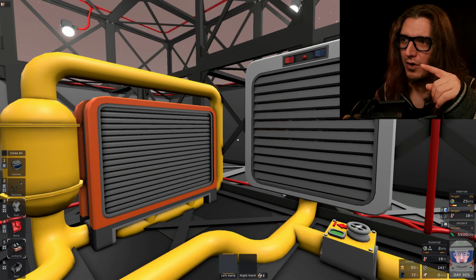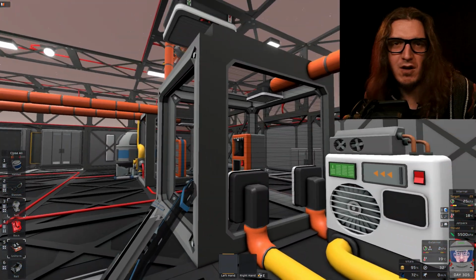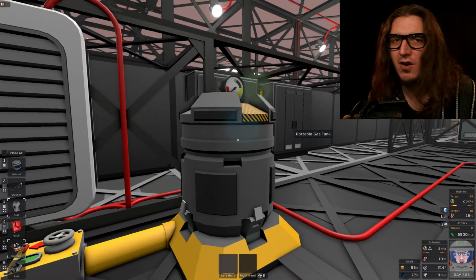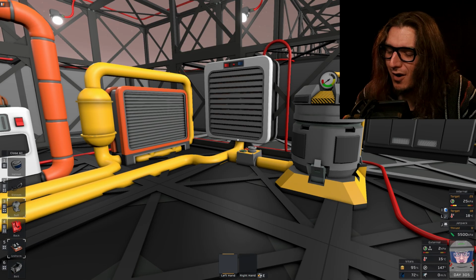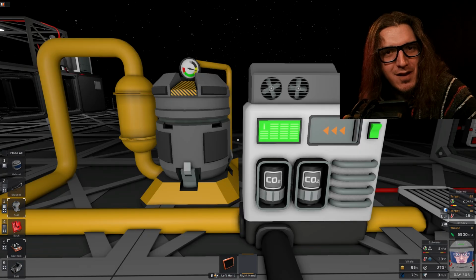I don't know. We're going to use this fan to suck all the air to that chamber, then we're going to fill it with this carbon dioxide. Where did I get the carbon dioxide from? I pulled it right out of the air.